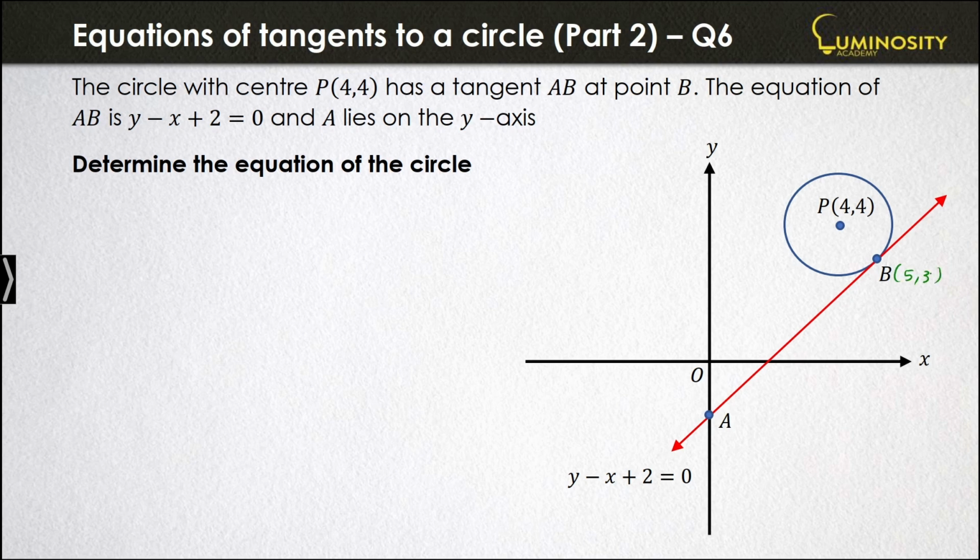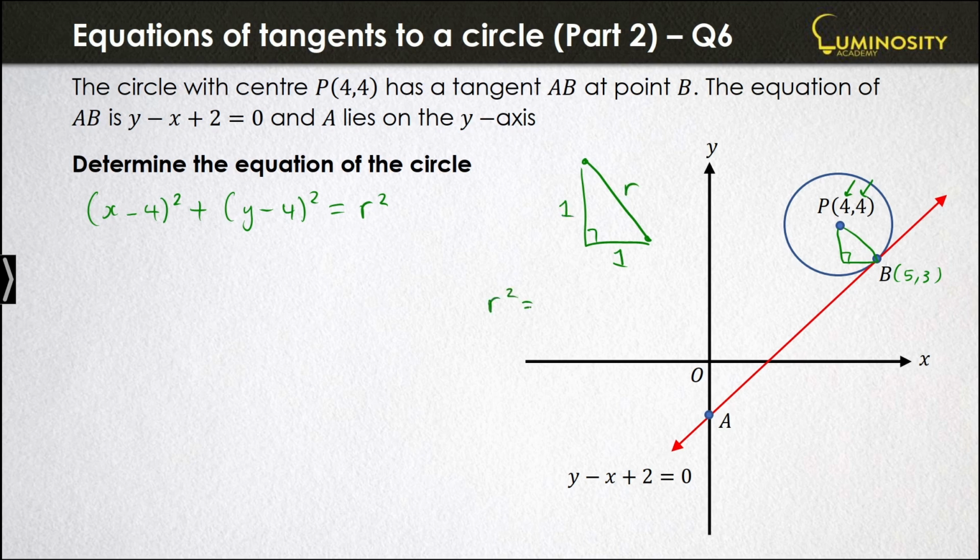Determine the equation of the circle. Because it's a non-origin center, I already know that it's going to be (x minus 4) all squared plus (y minus 4) all squared, because it's the opposite sign of the center, equals r squared. Now r is the radius, but we can form a right angled triangle here. From 4 to 5 it's 1 unit, and from 3 to 4 it is 1 unit as well. So r squared is going to be 1 squared plus 1 squared, which is 2. Therefore the equation of this circle is (x minus 4) all squared plus (y minus 4) all squared equals 2.